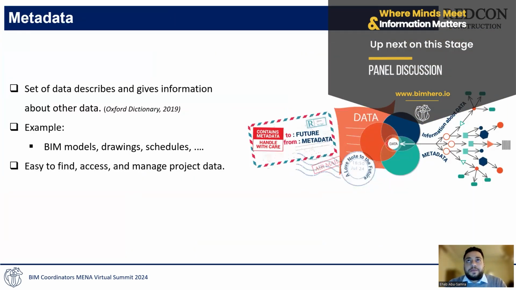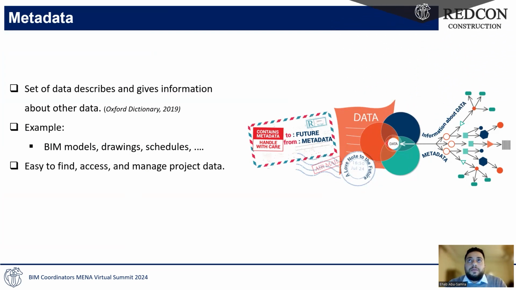Okay. So another important component is metadata. Metadata is a set of data and attributes that give information about the project data. For instance, it is a BIM model, drawing, schedule. These attributes can be used to filter the information you need without having to go through all project documents.